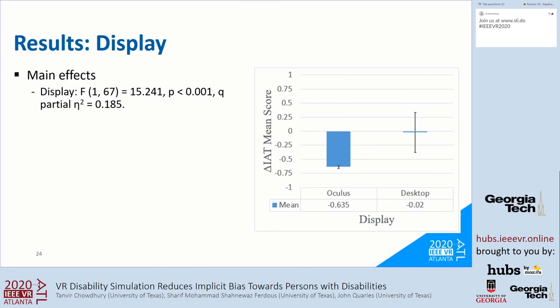Again, the negative Delta IAT score means higher preference for people with disability.